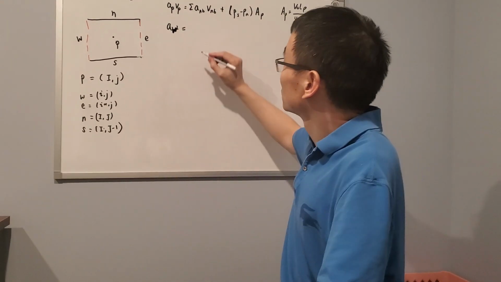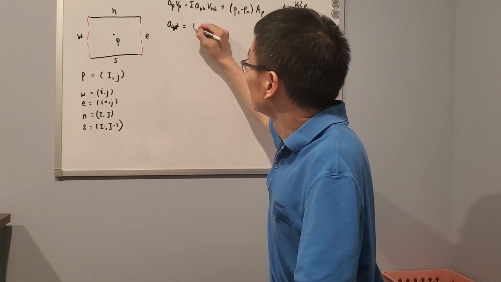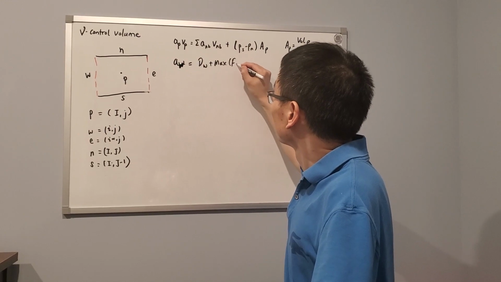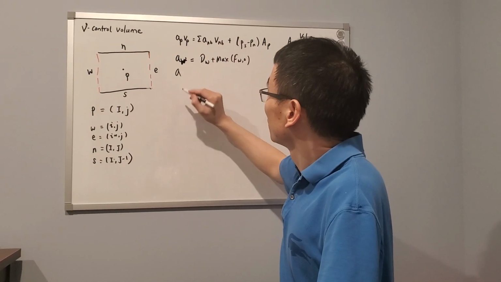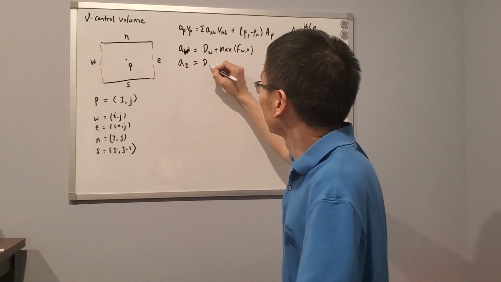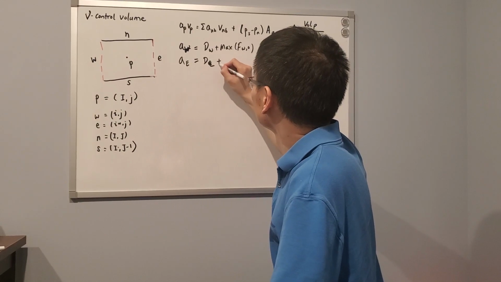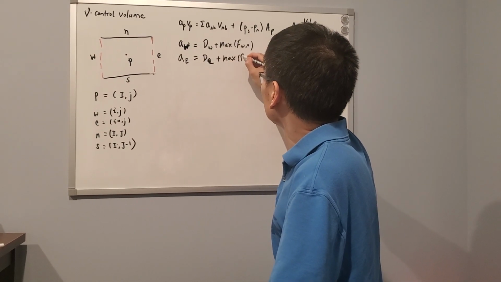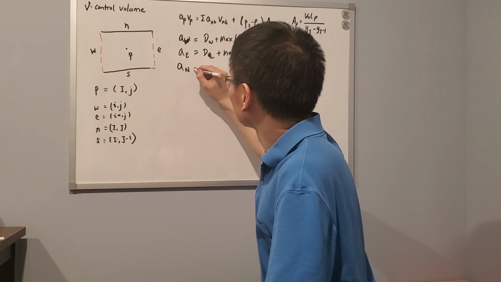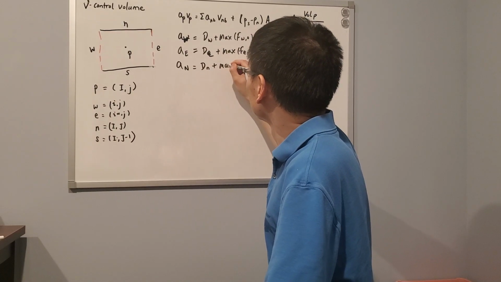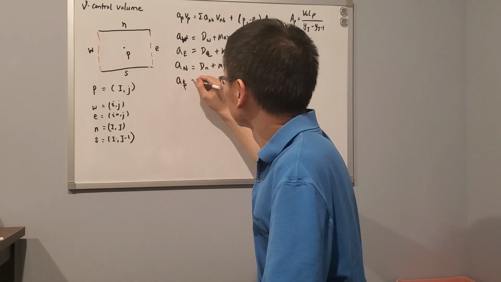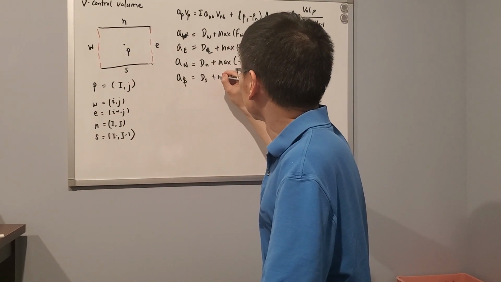AW is DW plus max(0, FW). And the form is identical to what we used for the U control volume. I'm going to quickly write them. AE is DE plus max(0, -FE), AN is DN plus max(0, -FN), and AS is DS plus max(0, FS).